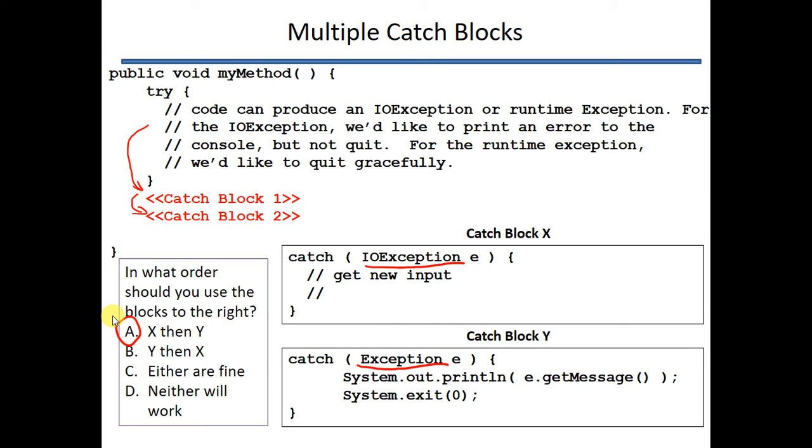So you put X first and then Y, because the matching is done from the first block to the last block. You want to have the most specific exceptions listed in the front.